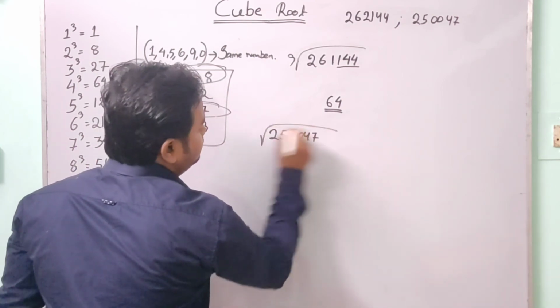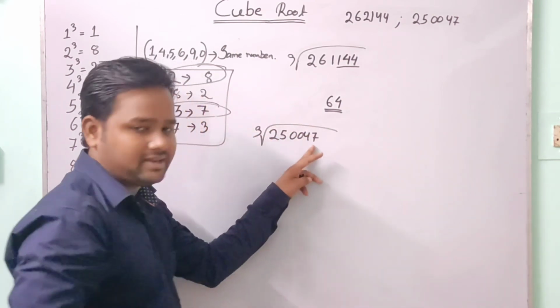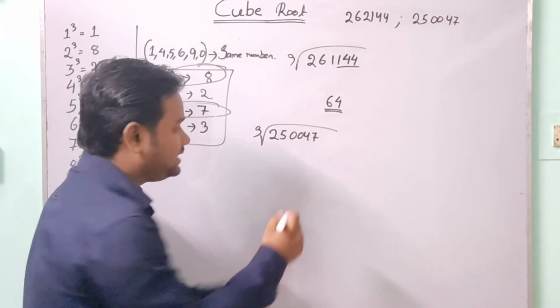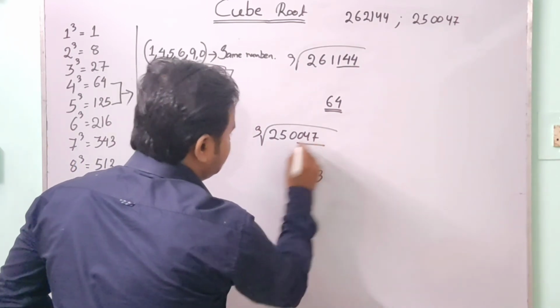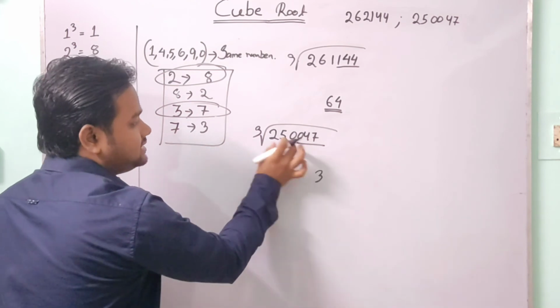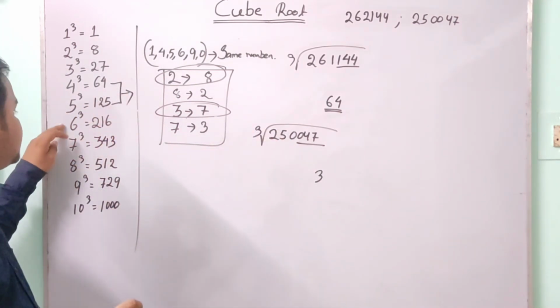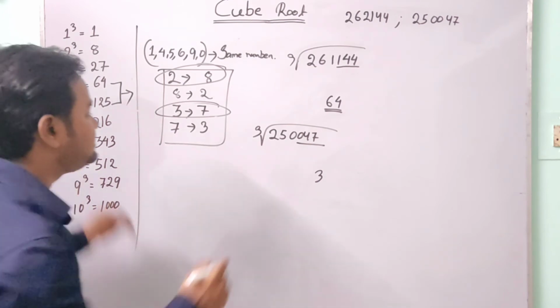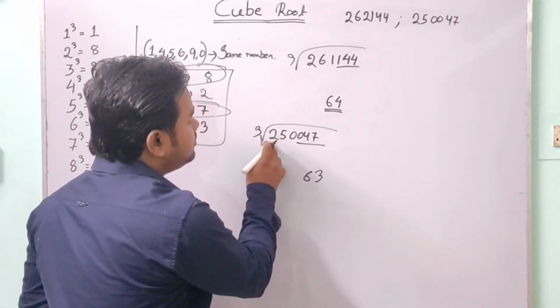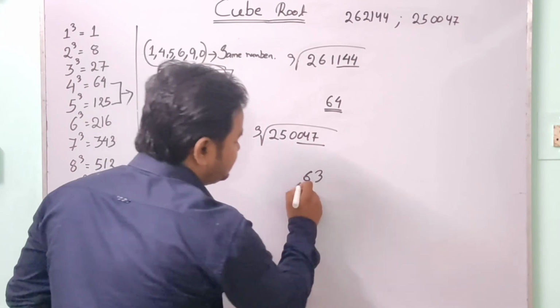250047. Its cube root. Here the unit place is 7. So the answer will be 3. And the number excluding the last 3 digits is 250. And 250 lies in between 6 cube and 7 cube. So it is written as 6. So the cube root of 250047 is 63.